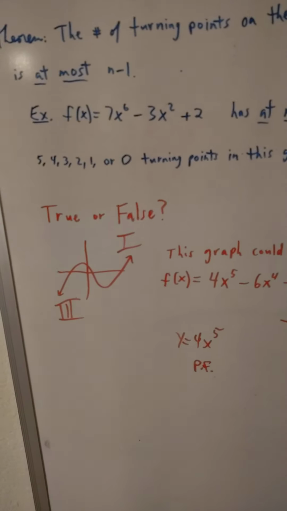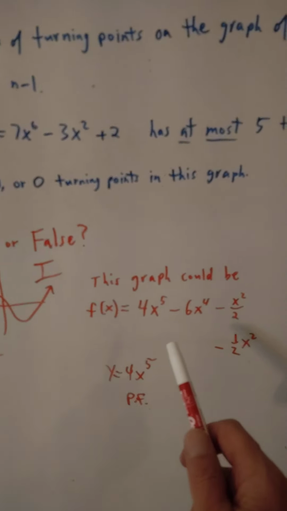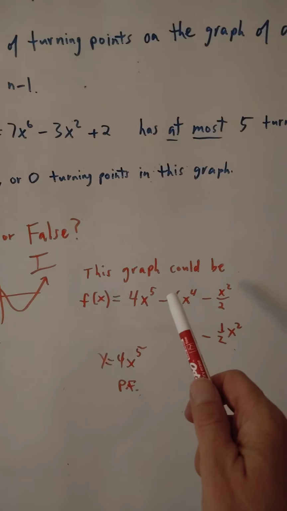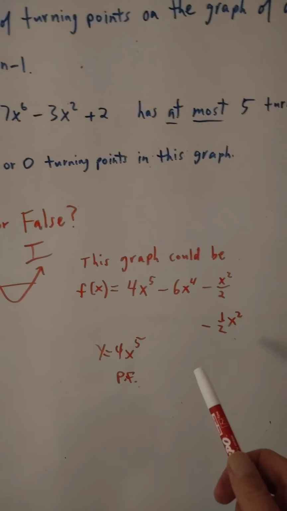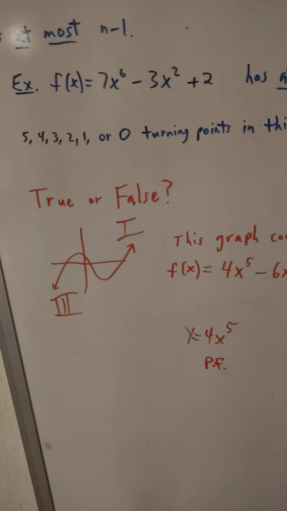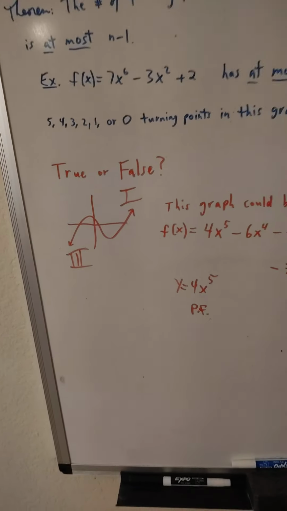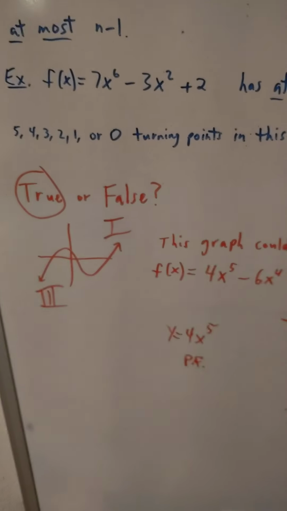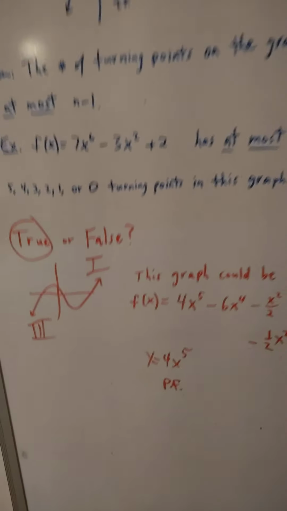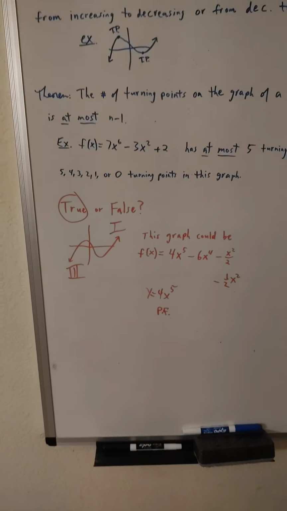The degree. Oh, the degree is similar to power function. So what's the degree of this function? Isn't the degree 5? So that means at most there's going to be 4 turning points. So, the answer then is true. True. I'll circle it here. True. All right. It's been a dozen minutes, so I'll see you next time.